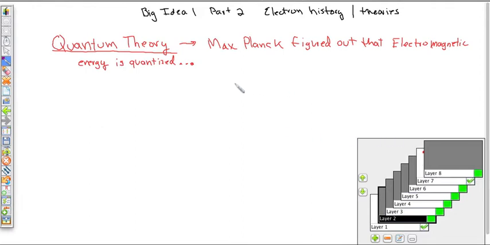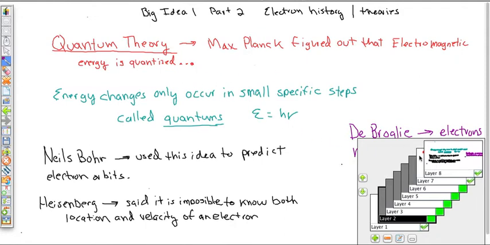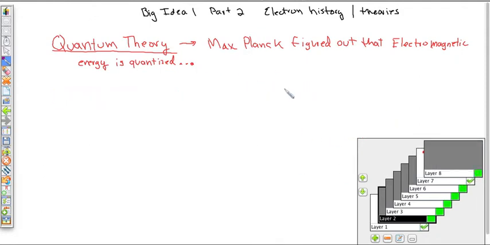And so then we came to the idea of the quantum theory. The quantum theory is essentially what we work with now. It allows us to predict everything that we have going on around us. Now, a couple of guys that made this happen were Max Planck and Niels Bohr and de Broglie. So Louis de Broglie, and actually another one named Werner Heisenberg. All right, so let's start with Max Planck.